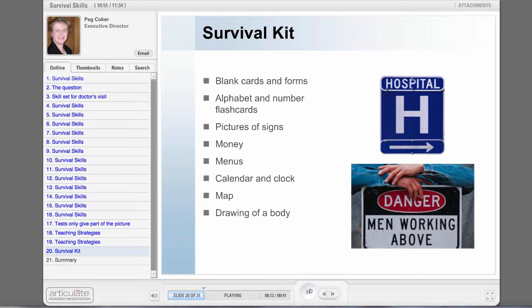Your kit might include things like blank flashcards and blank business cards, blank forms of various types, alphabet flashcards, number flashcards, pictures of common emergency signs, money like coins and realistic play bills, sample restaurant menus or food advertisements so you can add and subtract dollar amounts and talk about price per pound or quart, a calendar, a bus or train schedule, a cardboard clock, local maps, or a drawing of a body with the parts labeled.